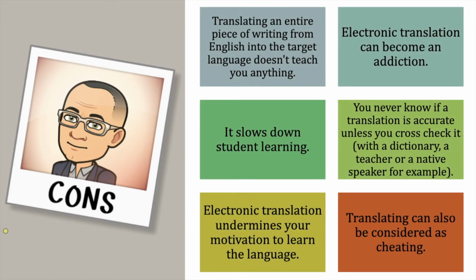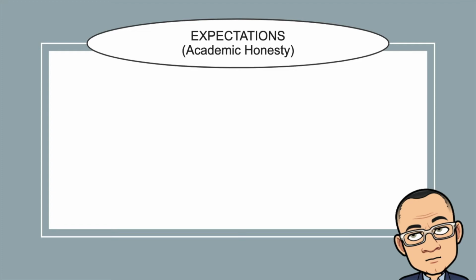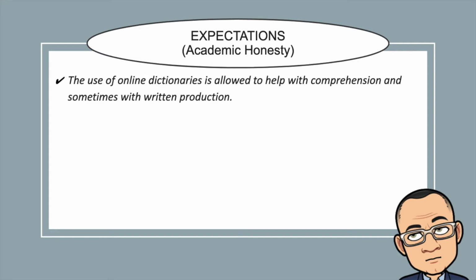So, having looked at the pros and the cons of online translation, what are our expectations here in terms of academic honesty at AISB? Well, the first one is that the use of online dictionaries is allowed to help with comprehension. So students can look up words in the online translator, or even feed in a whole text if they want to understand a task or a text that is given to them to process. And sometimes they can also use online translators and online dictionaries for their written production.